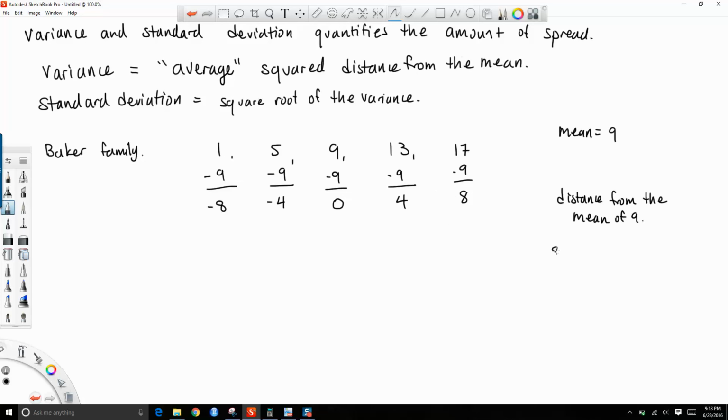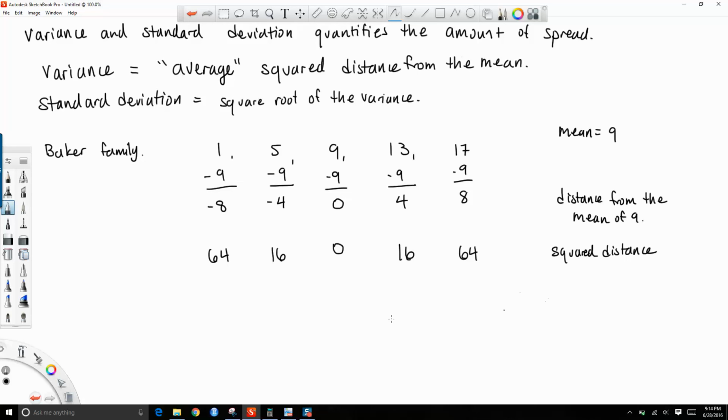We can have the squared distance. And so when I do negative 8 squared, what do I get? 64, because a negative times a negative is a positive. Negative 4 squared is 16. 0 squared is 0. 4 squared is 16, and 8 squared is 64, okay? So these are the squared distances, okay?